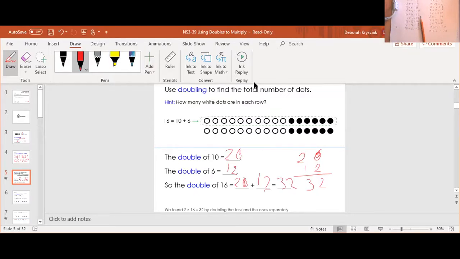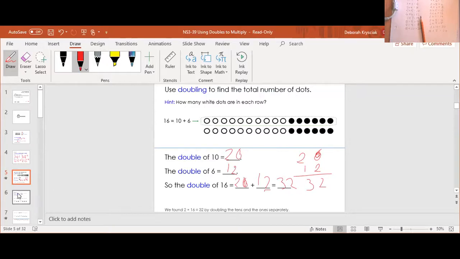Basically, we doubled both of the numbers and then added them together. We doubled the 10s. 10 and 10 is 20. 6 plus 6 is 12. So we added 20 and 12 to get 32. So doubling 16 makes 32. It's something you can learn to do in your head too when you're doing those times tables.